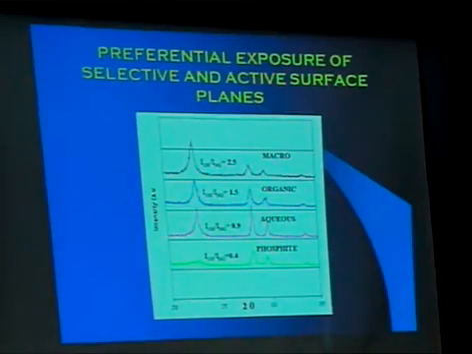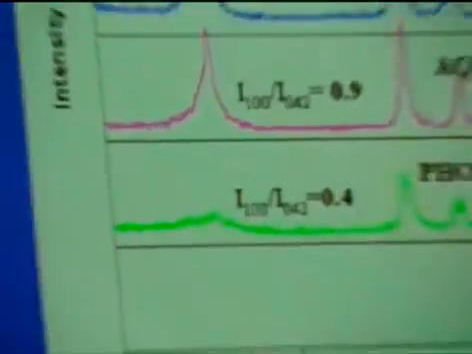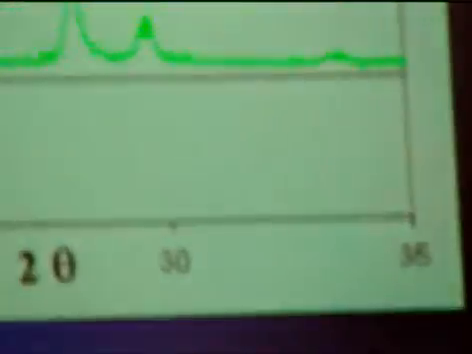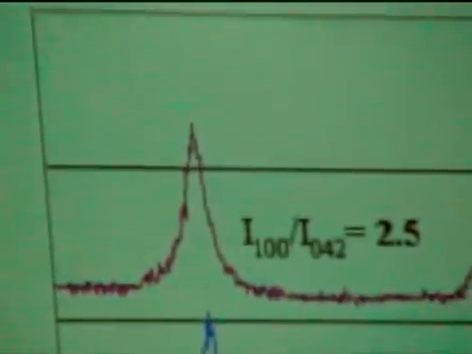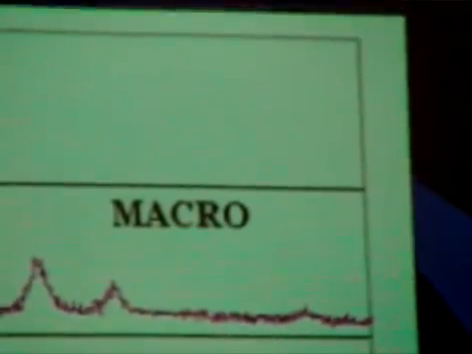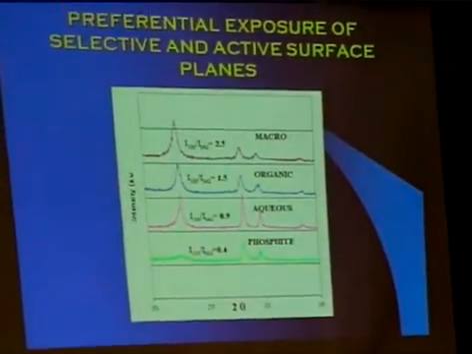Another important characteristic, talking about the reaction of n-butane oxidation to maleic anhydride, is the preferential exposure of the most active surface plane, that is (100). It has been proposed by many experts in this field that this plane (100) is the most selective and active for the transformation of n-butane to maleic anhydride.